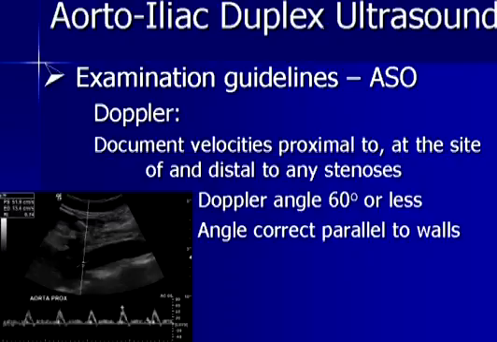A little tip about angle correction I can throw in at this point. If you use the far wall of the aorta or the iliac arteries on which to base your angle correction parallel to the walls, it is the one that is best visualized and most easily visualized and will give you the best and most reproducible data in terms of your velocity measurements.